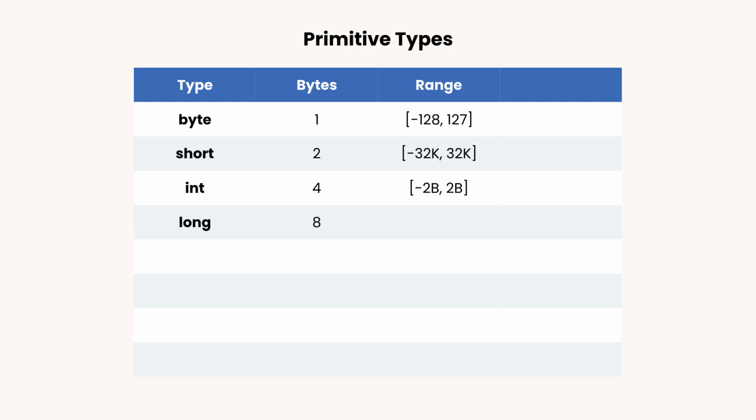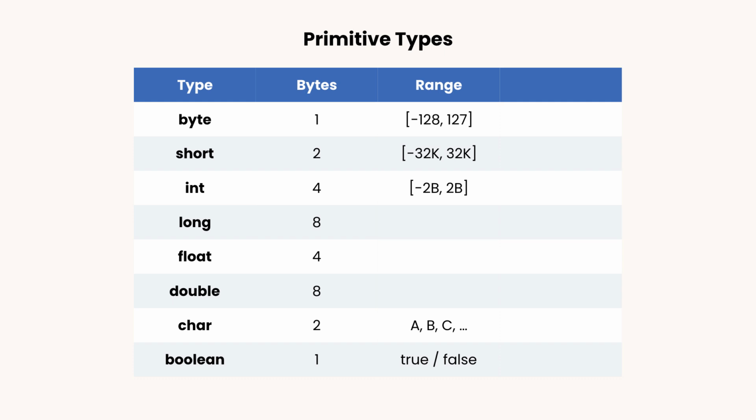Now, all these types are for storing whole numbers that don't have a decimal point. If you want to store a number that has a decimal point, you have to use float or double. Float takes 4 bytes, double takes 8 bytes. So obviously with double, we can store larger numbers. Next, we have char for storing a single character like A, B, C. And these char types take 2 bytes, so they support international letters. And finally, we have boolean for storing boolean values, which can be true or false, just like yes or no in English.